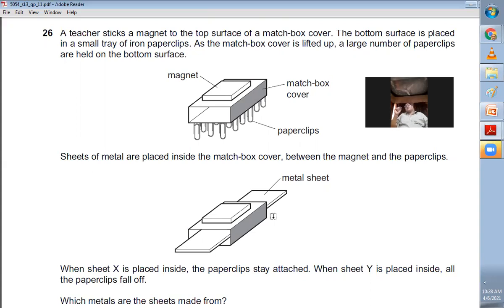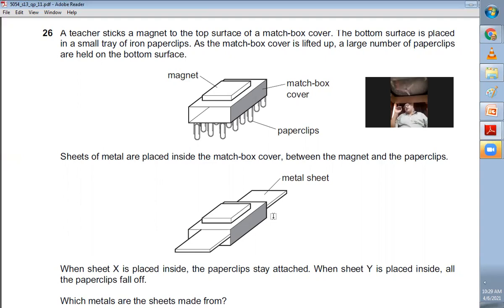Sheets of metal are placed inside the matchbox cover between the magnet and the paper clip. When sheet X is placed inside, the paper clips stay attached. When sheet Y is placed inside, all the paper clips fall off. So if the paper clips fall off, it means the metal sheet you enter is a magnetic material. So Y is a magnetic material, it might be iron.